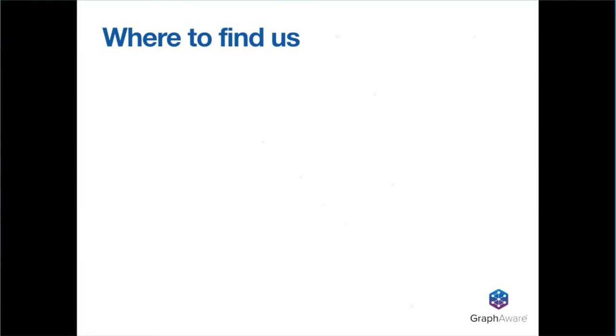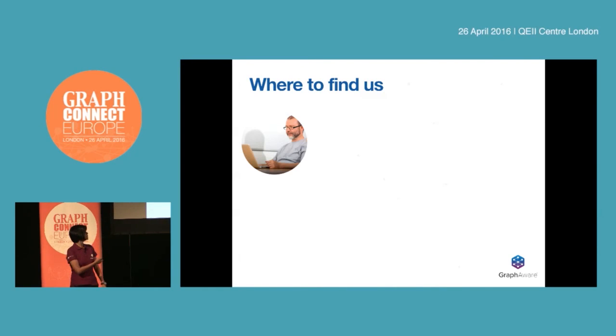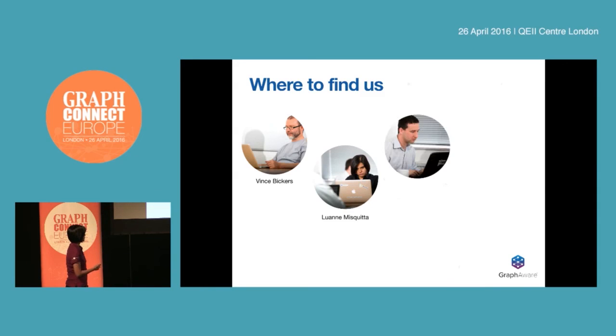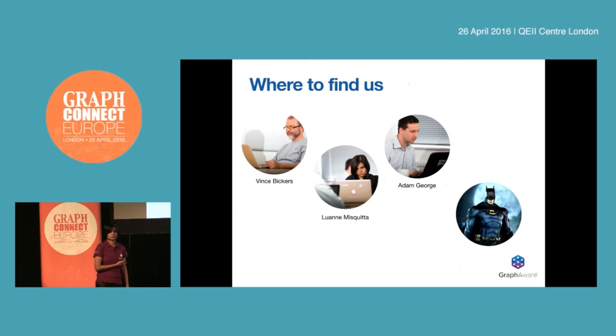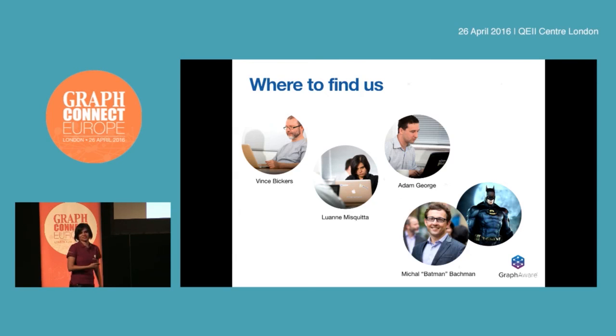Okay, so where do you find us for the rest of today? So Vince Bickers is here. He really designed the entire system. So you can find him today at the GraphAware stall, at the GraphAware booth. Me, you should know by now, and you'll find me around. Adam isn't here with us today. And of course, finally, we have our fearless leader, Michael Batman, who isn't here, unfortunately, right now, but that's him. So you can find him around later as well. So we're all available today if you have any specific SDN or OGM questions.